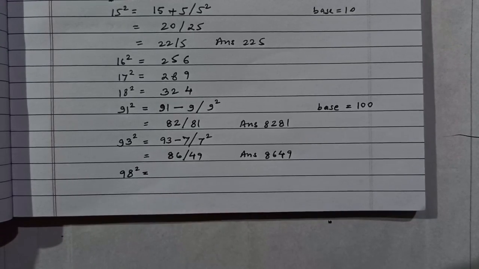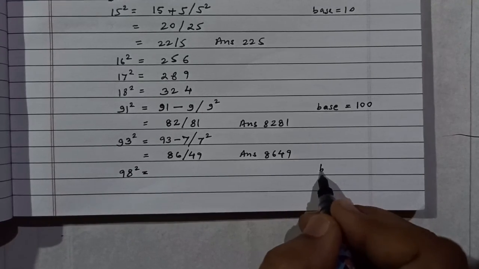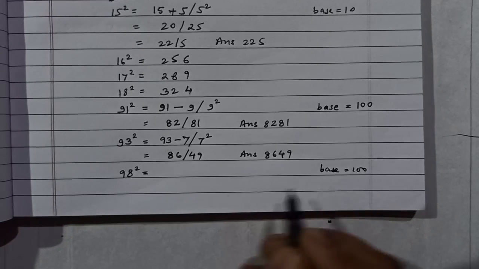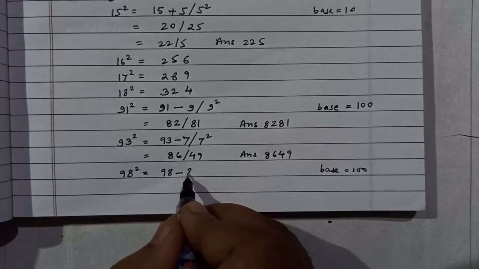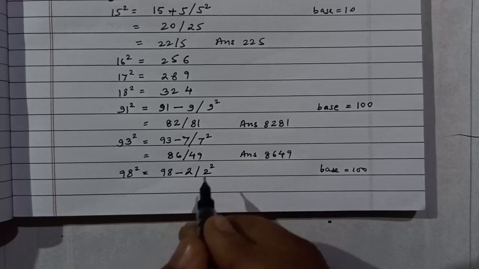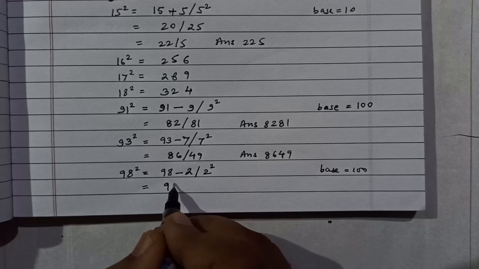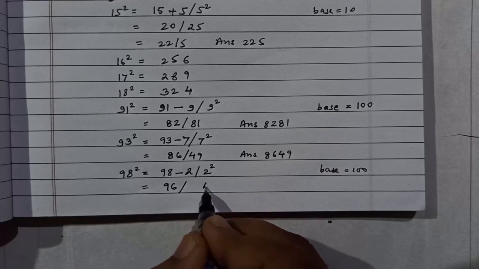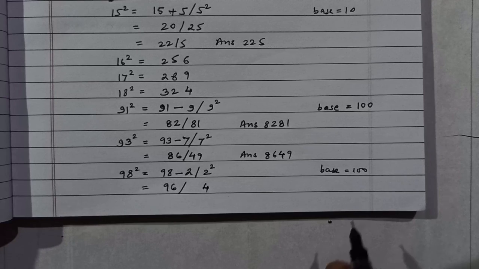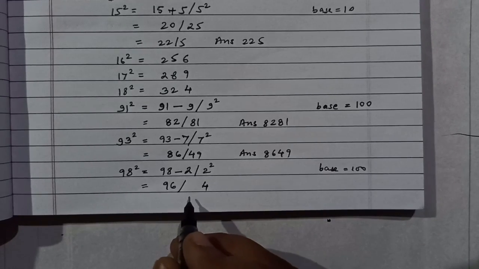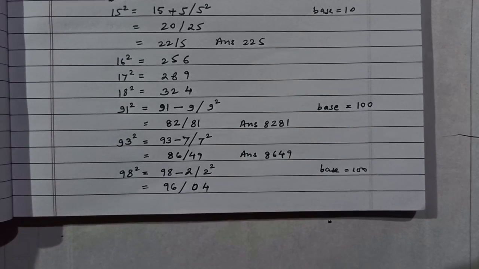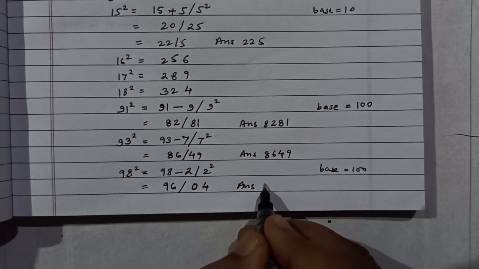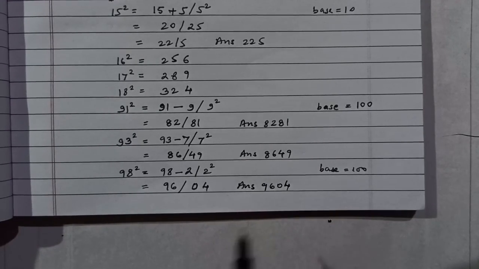98 square. Base 100. Number 98, deviation 100 minus 98 is 2, and 2 square. 98 minus 2 is 96, and 2 square is 4. Base has 2 zeros, so we keep 2 digits. Here it is a single digit, so we put 0 on the left side of 4. Answer is 9604.